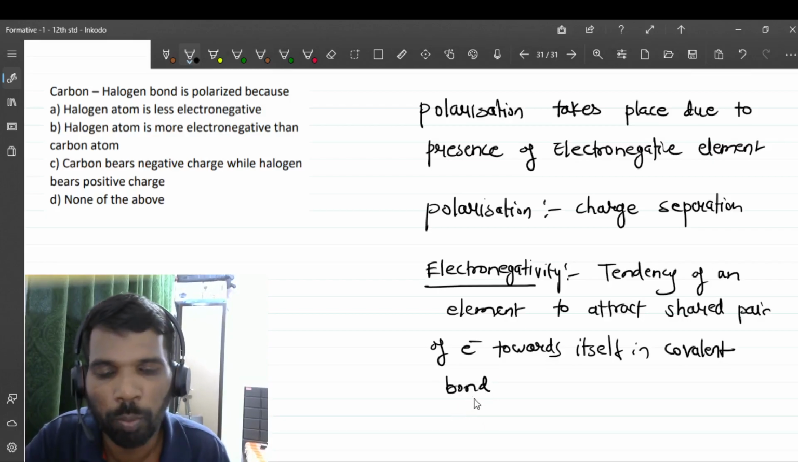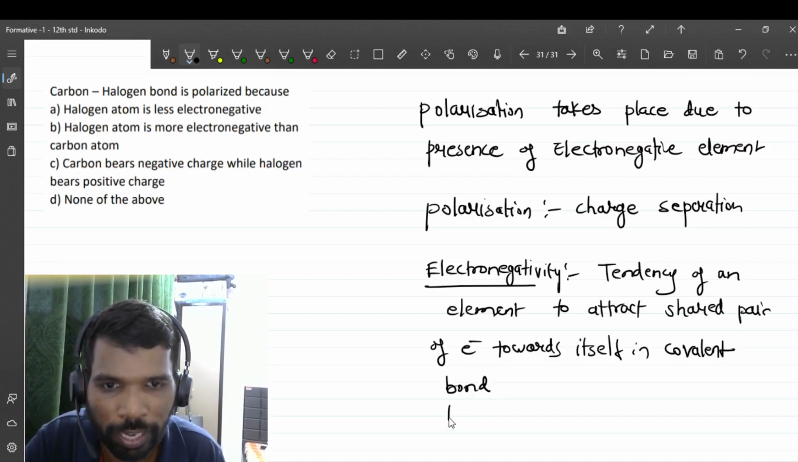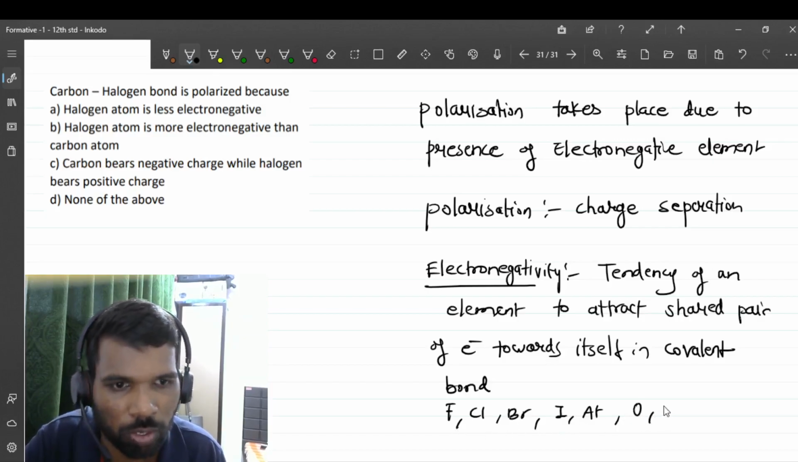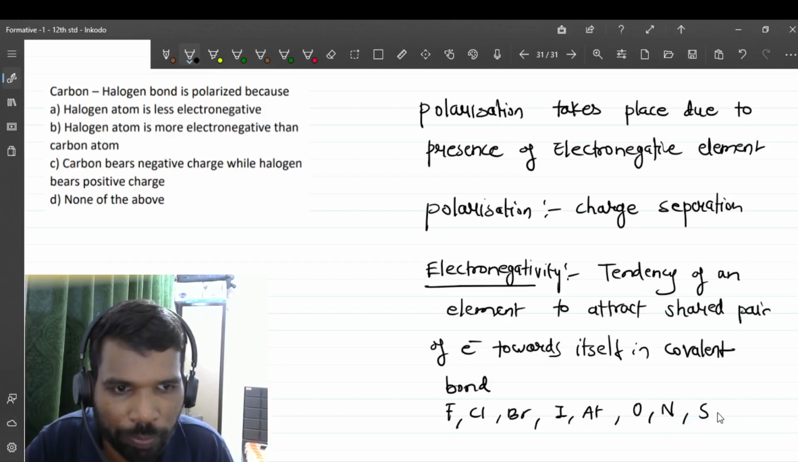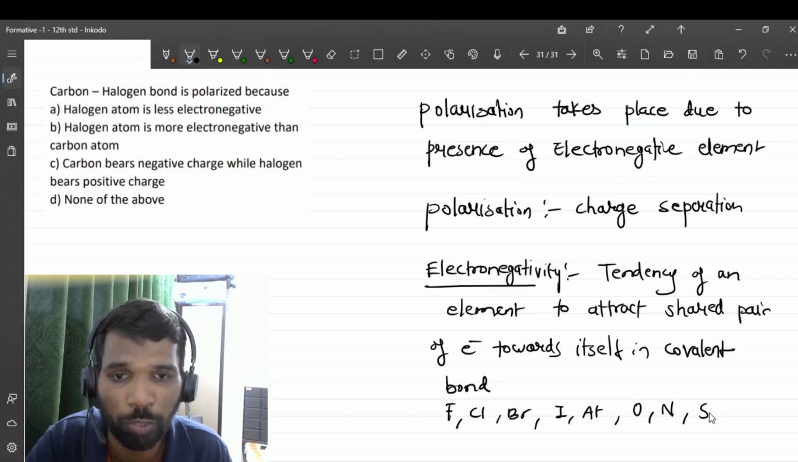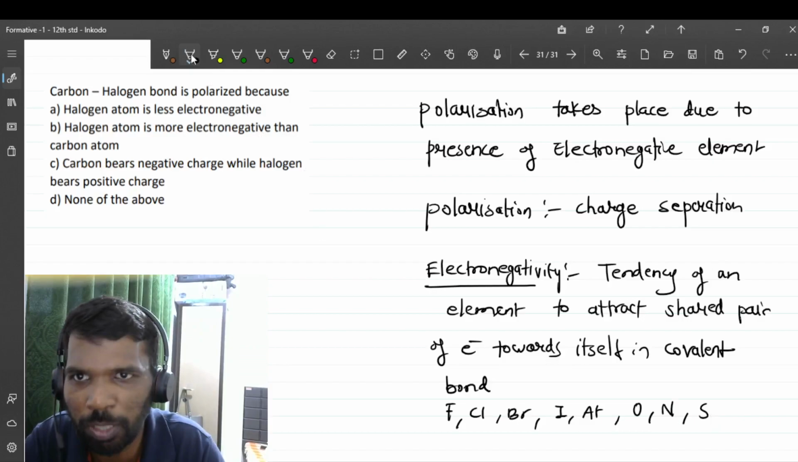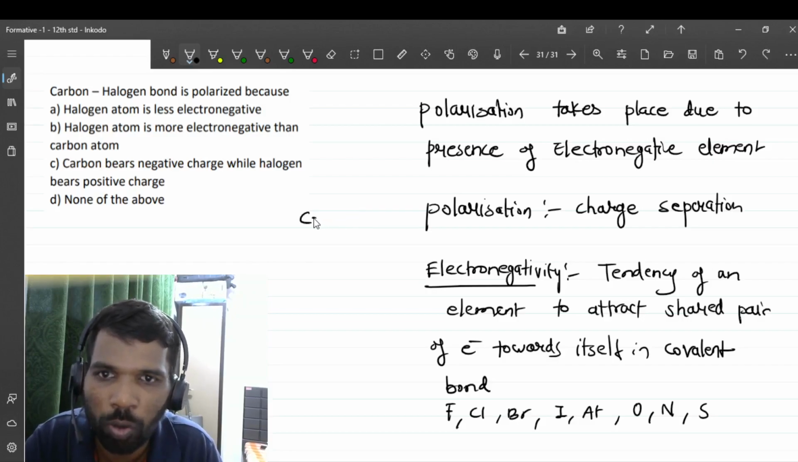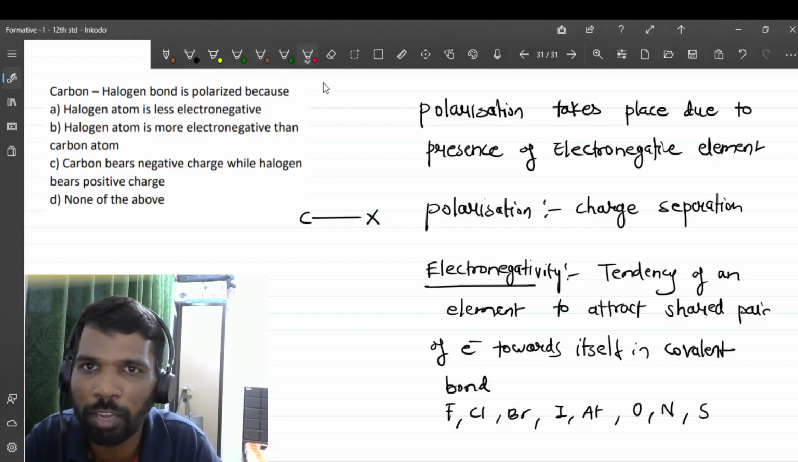Examples of the most electronegative elements are the halogens like fluorine, chlorine, bromine, iodine, astatine. Then oxygen is also electronegative, nitrogen is also electronegative, sulfur is also electronegative. These elements have the tendency to pull the electron towards themselves. Means what? If there is a carbon and halide bond, a covalent bond, it is a bond formed by sharing of the electron, right?